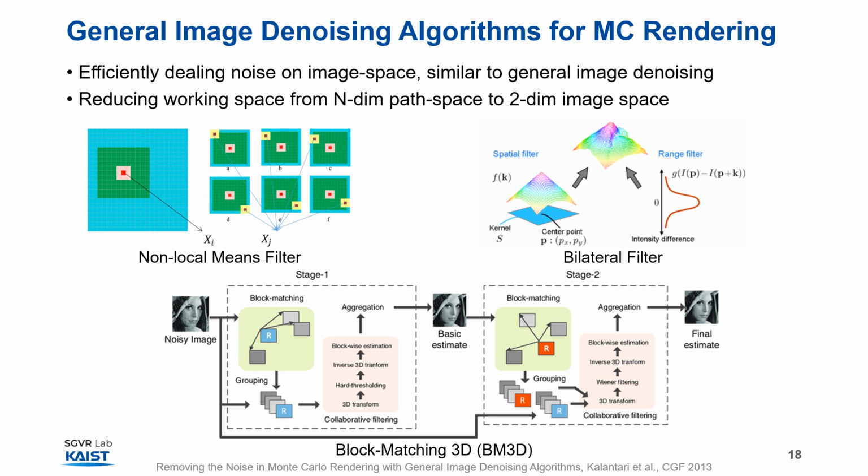General image denoising algorithms like non-local means filters, cross-bilateral filters, and block matching 3D filters were applied to reduce the noise of the rendered images. Each method has their own way to estimate the filter weights, and that'll be applied to the noisy image.